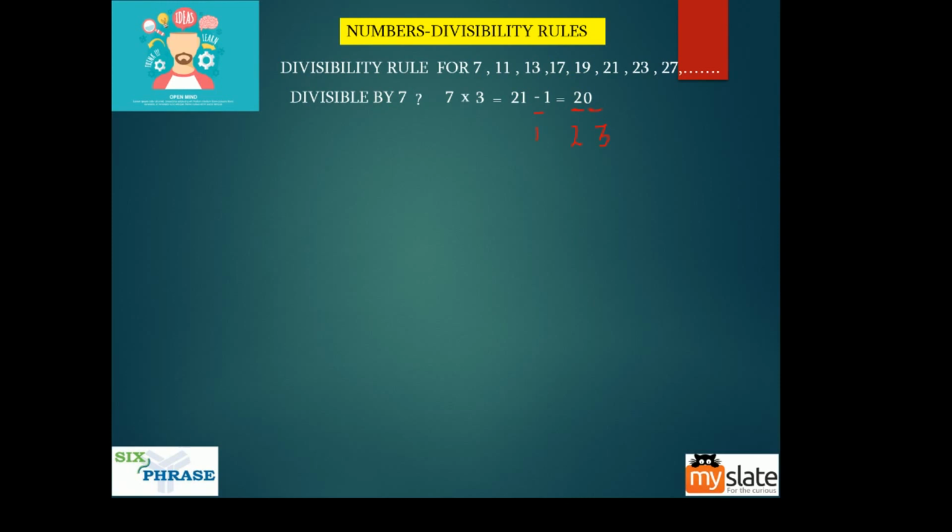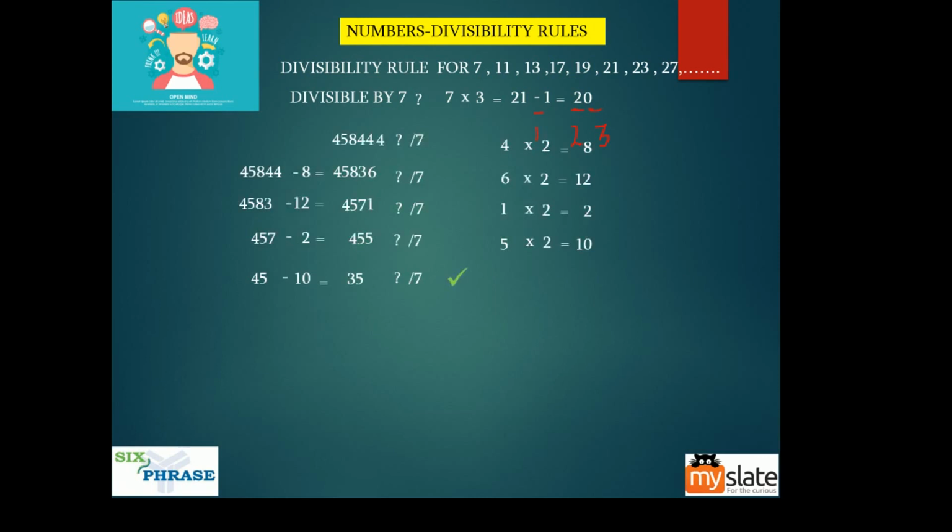Let us start understanding it. I'll get you the number. This is the number given. They're asking you if this is divisible by 7 or not. That is the question. So 458,444, is this divisible by 7 or not? Can you just see this number and tell me if it is divisible by 7? 458,444. Impossible, right? So at this point you are not able to say if it is divisible by 7.